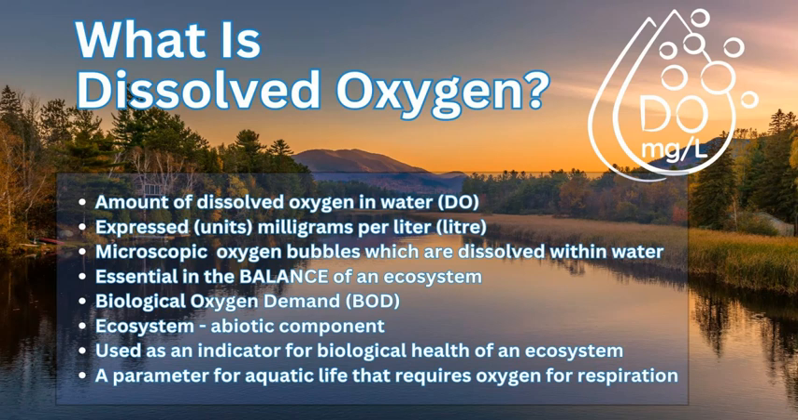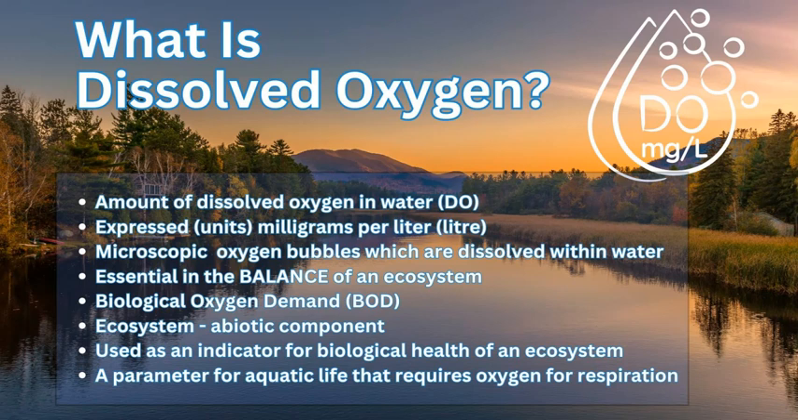And when it enters an aquatic environment or a water-based environment, it is dissolved, which means that there's a certain amount of dissolved oxygen within a body of water, in this case a river, a lake, a pond, or an ocean. So we express this amount of dissolved oxygen in milligrams per liter, mg/L, and this refers to the amount of microscopic oxygen bubbles which are dissolved within the water itself, within the complex makeup of the water. In between that are some microscopic oxygen bubbles that are trapped.